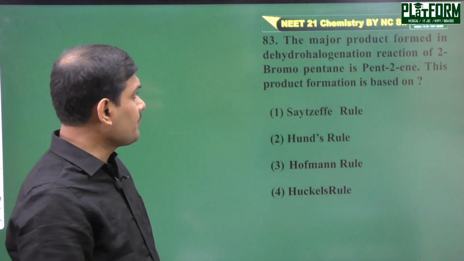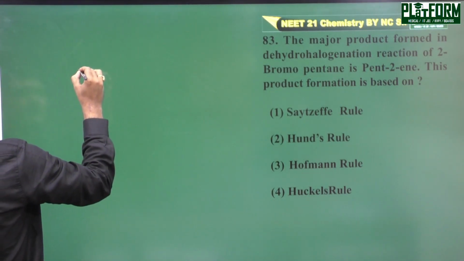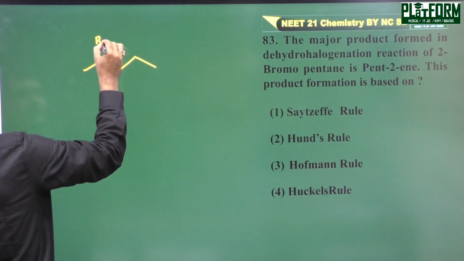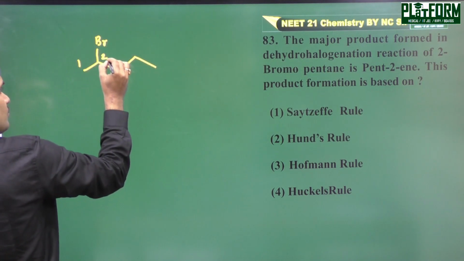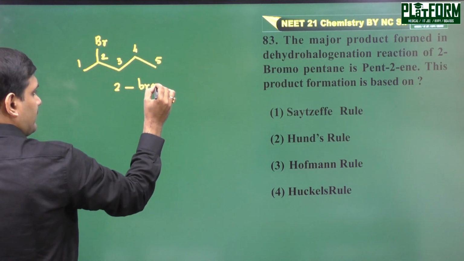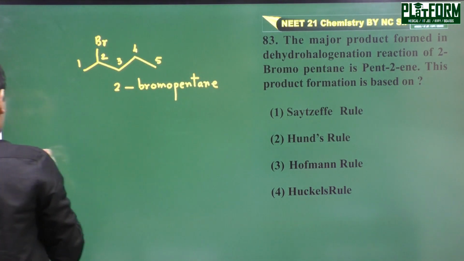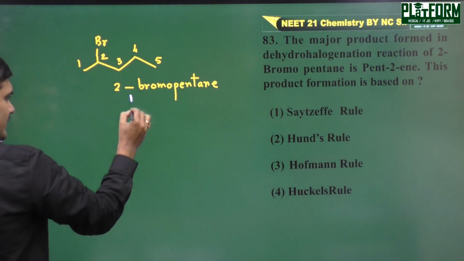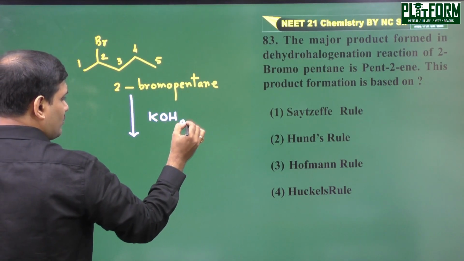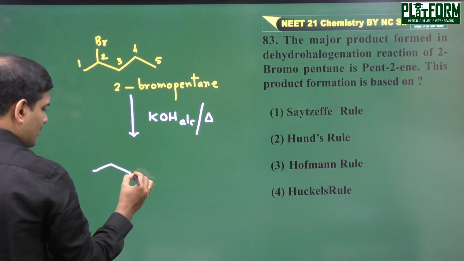Next, the major product formed in the dehydrohalogenation reaction of 2-bromopentane. So pentane, I would write, it is 2-bromopentane, 1, 2, 3. Now, when this 2-bromopentane is dehydrohalogenated, and we know this dehydrohalogenation is carried out, in most of the cases, by a base, maybe alcoholic KOH. It is heated. So in that case, we will get a product.